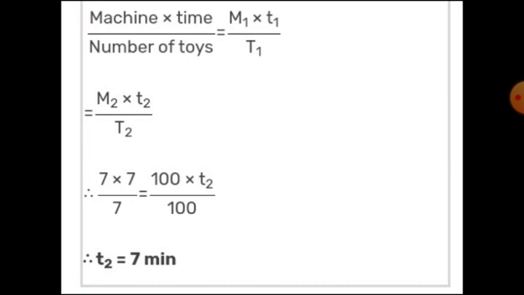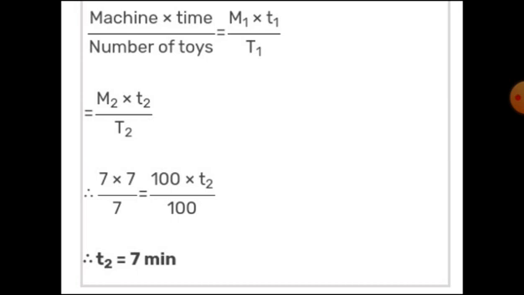That is, machines and number of toys will be inversely proportional. No, it's wrong. Machines and number of toys will be directly proportional. If there are more machines, we can produce more toys. Therefore these two are directly proportional and time will be inversely proportional. By relating this way we can find the formula for this type of question. Okay, I have found the formula.